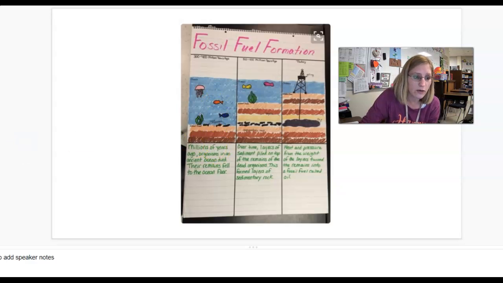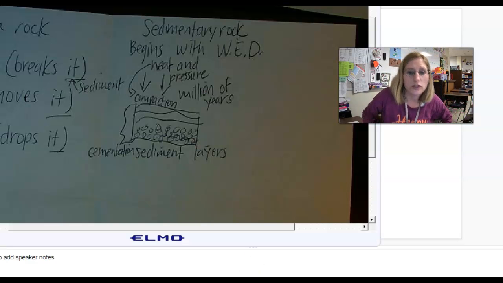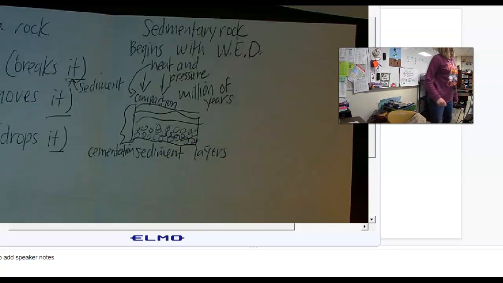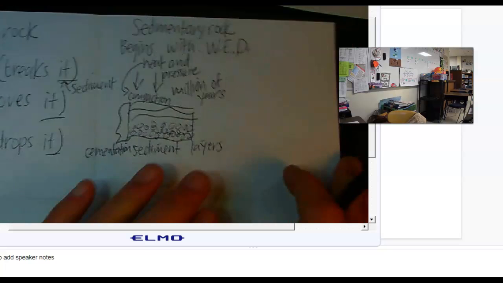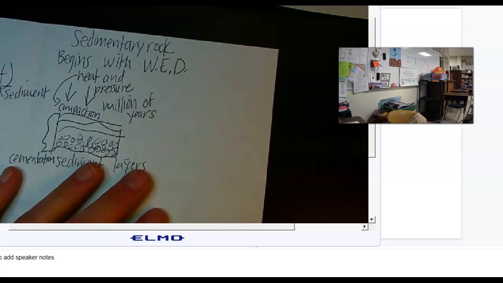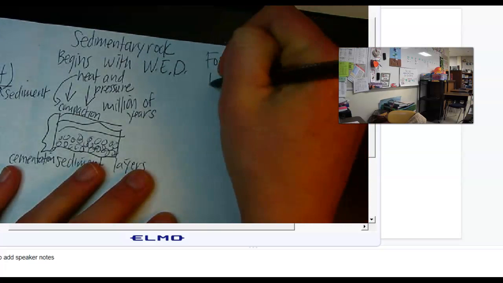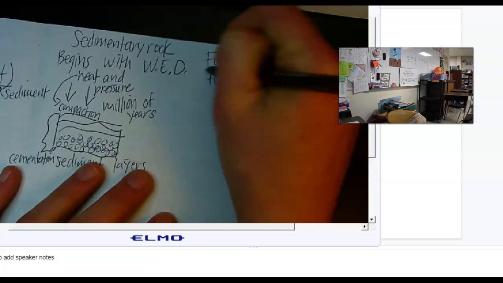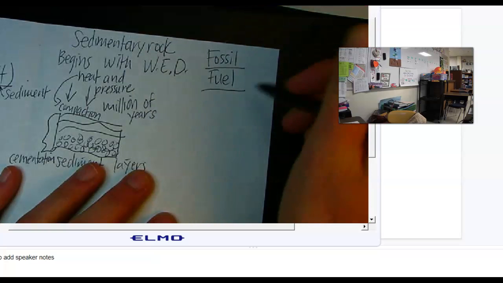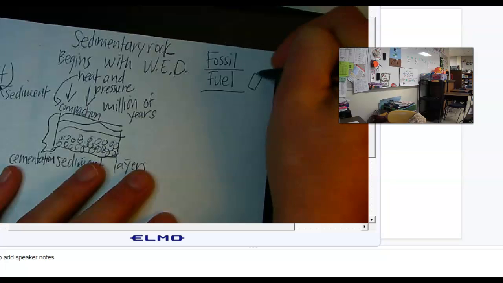Okay, so let's go ahead and go back to our foldable. Let's add the formation of our fossil fuels to our foldable. I'm just going to put it next to my sedimentary rock. If you don't have room for it, I understand if you want to go to the next box. That is okay, because you can always flip this over if you need to. So fossil fuels. I'm going to put a little shovel just to remind me I got to dig for it.